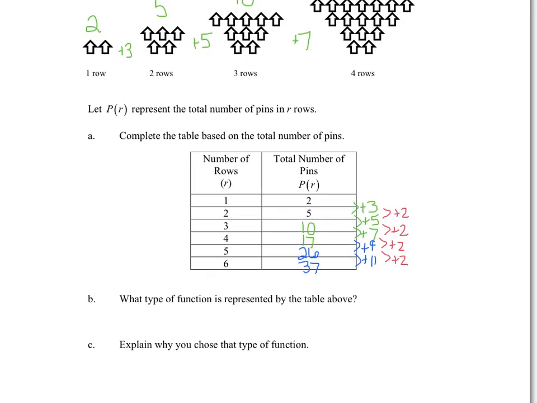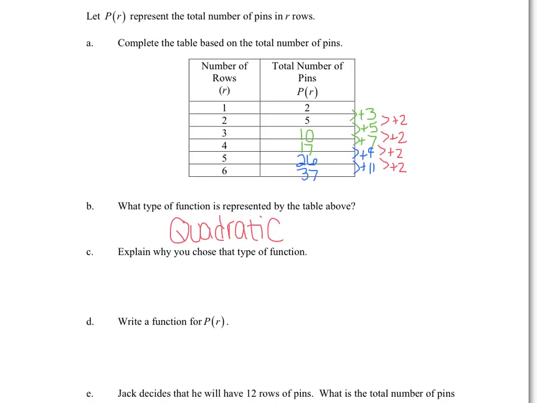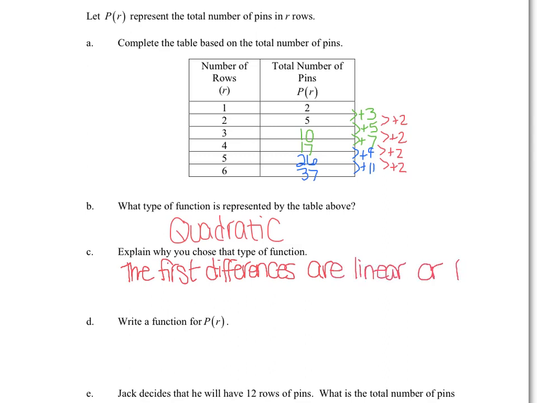What type of function is represented by the table above? Well, a quadratic function is represented. And to explain why you chose that type of function, I'm going to focus on my second differences being constant, or the fact that my first differences have a constant rate of change, meaning they're linear. So the first differences are linear, or you can write the second differences are constant.